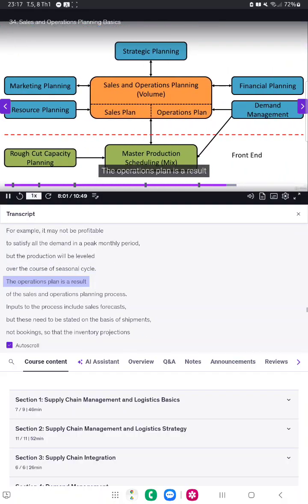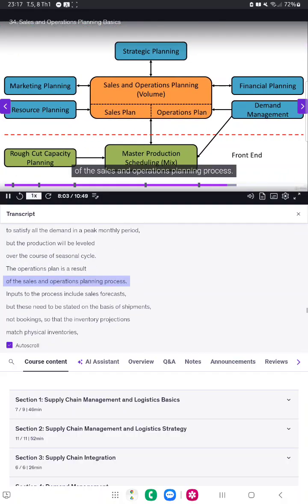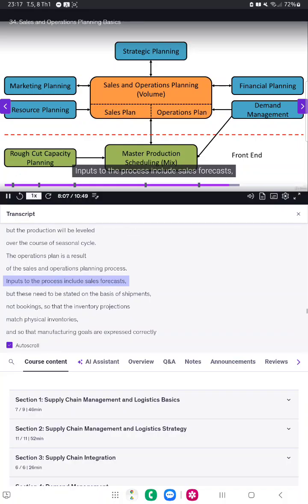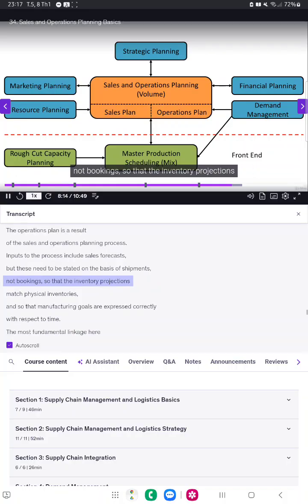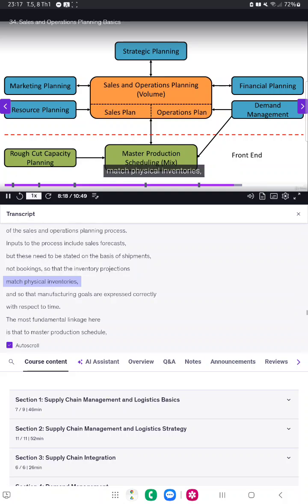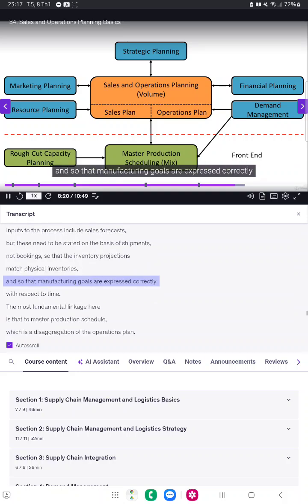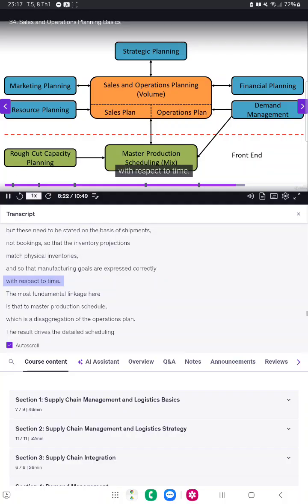The operations plan is a result of the sales and operations planning process. Inputs to the process include sales forecasts, but these need to be stated on the basis of shipments, not bookings, so that the inventory projections match physical inventories, and so that manufacturing goals are expressed correctly with respect to time.